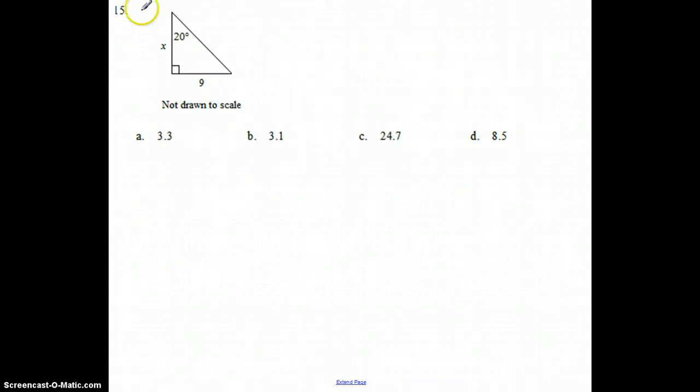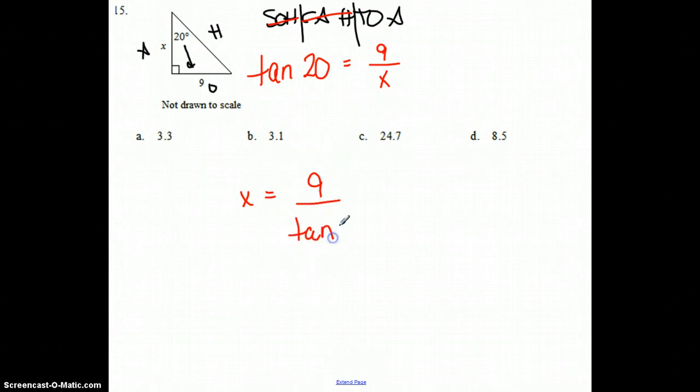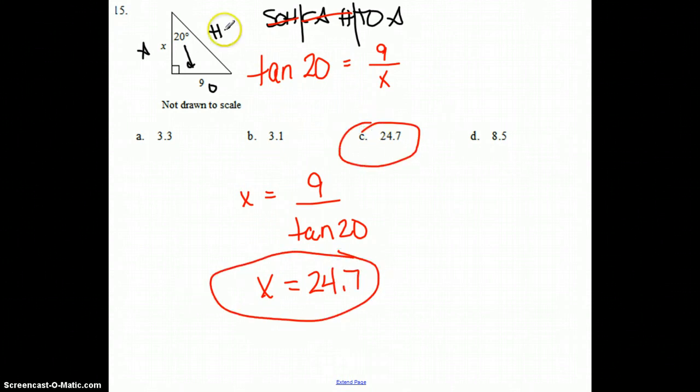Okay, next one. Same kind of thing. I'm going to put my SOHCAHTOA up here. Help us narrow down which one it is. Opposite, adjacent, hypotenuse. Okay, no hypotenuse, so these two are out. So we're back to tangent again. So the tangent of 20 equals opposite over adjacent. Now remember the movie we talked about, the video that I showed you, switch these two. So x equals 9 divided by the tangent of 20. So 9 divided by the tangent of 20 is 24.7. So my answer is C.